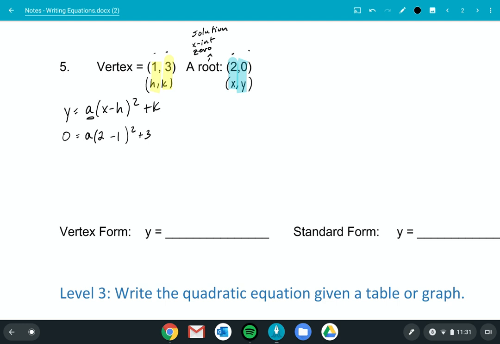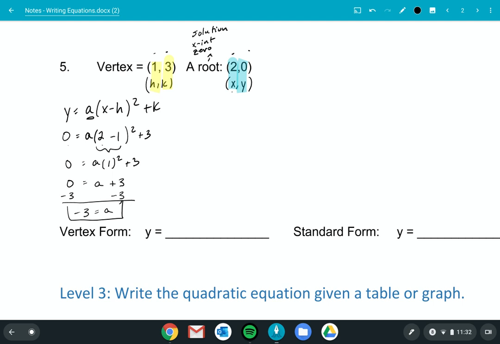If that looked a little weird, I apologize. So my y value was 0, my x value was 2, my h was 1, and my k was 3. Now all I'm going to do is work this out. 2 minus 1 squared is the same thing as 1 squared, times a, plus 3. 1 squared is just 1, times a is just a. You can write 1a if you want. Plus 3 is equal to 0. Solving this for a, I subtract 3 from both sides, and I know that a is equal to negative 3.